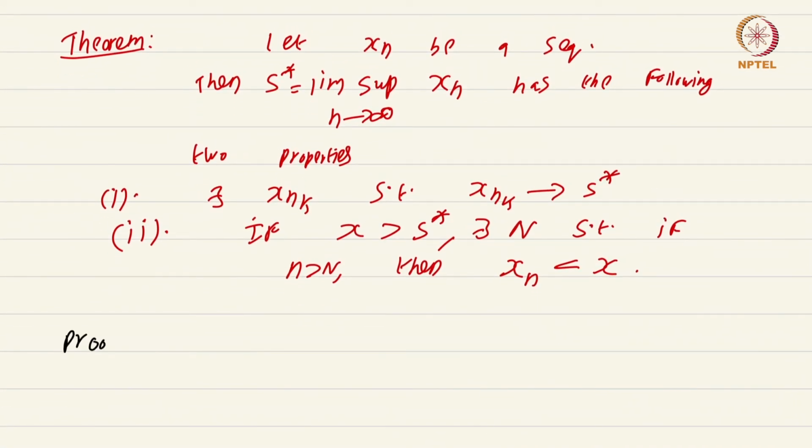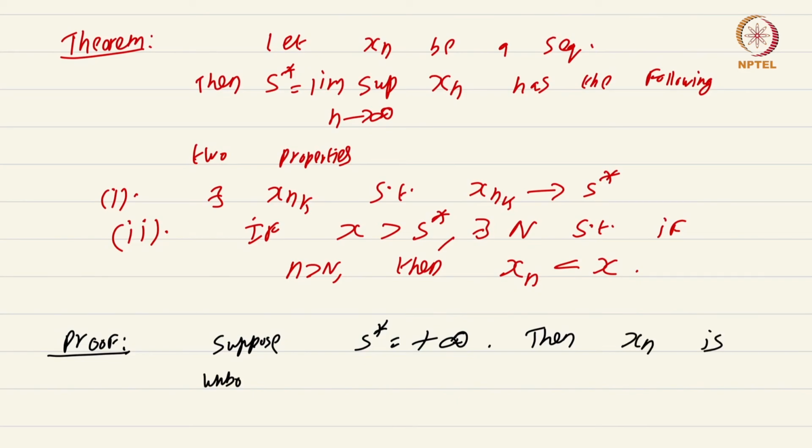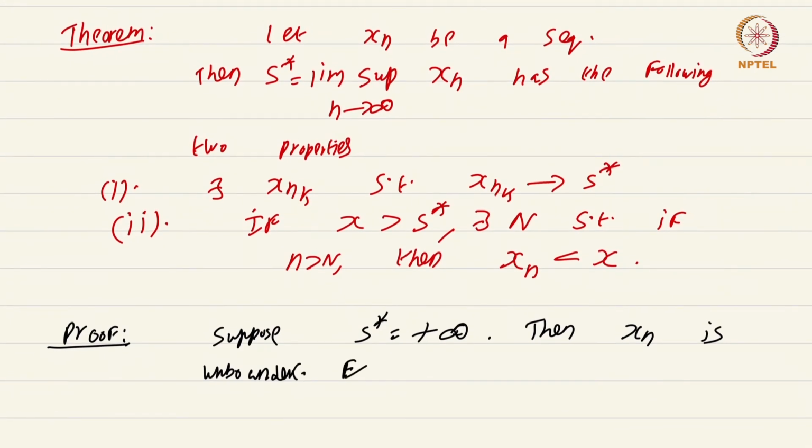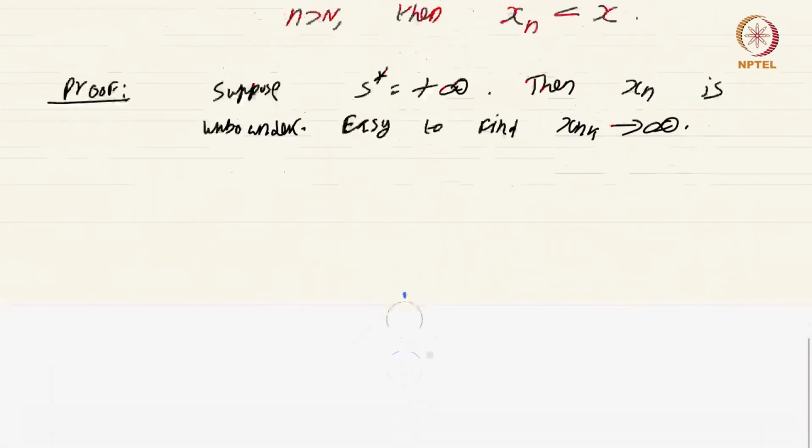Proof. Suppose s upper star is plus infinity. Then the only way by which this can happen is that xn is unbounded. It's an unbounded sequence. It is easy to find x_{n_k} diverging to plus infinity, and I'm going to leave it to you.